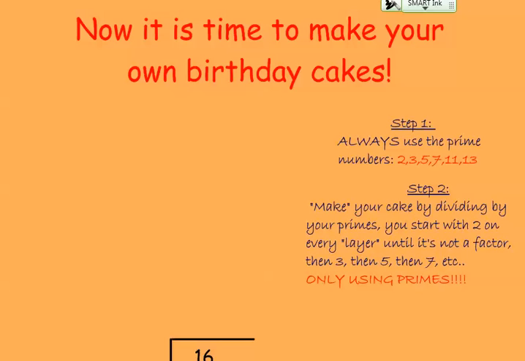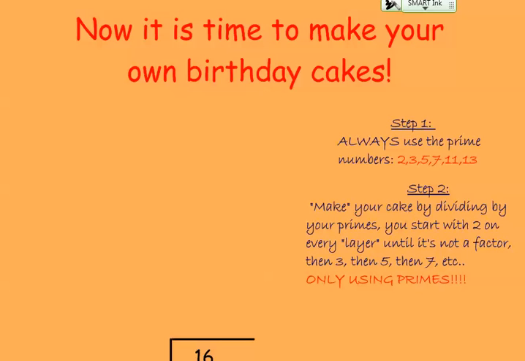Step 2, make your cake by dividing by your primes. You start with 2 on every layer until it's not a factor. Then you go to 3, then to 5, and then to 7, etc. Only using prime numbers. Remember, it's called prime factorization, so you can only use primes. So when we do this, we're going to use 2 until we can't divide by 2 anymore. Then we'll go to 3 until we can't divide by 3. Then we'll go to 5, and this will make more sense as we go through it.